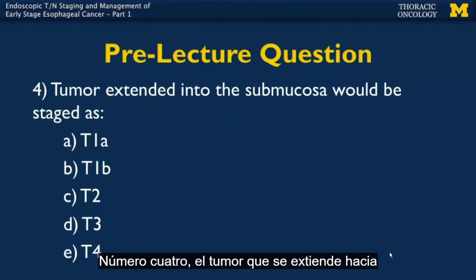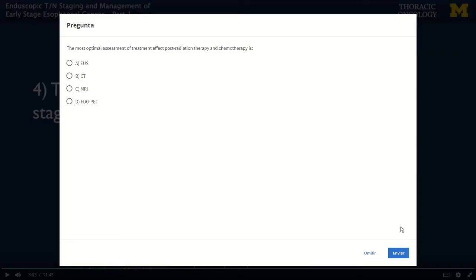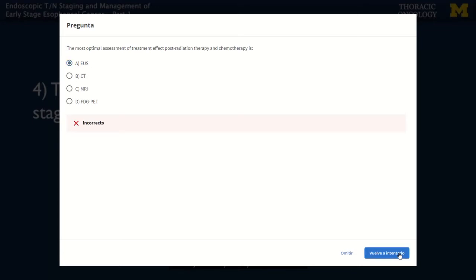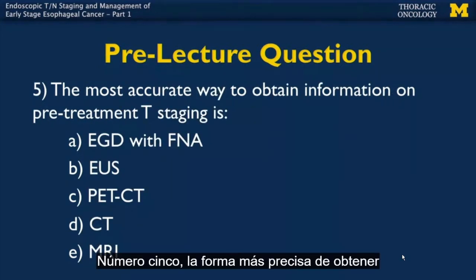Number 4, tumor extending into the submucosa would be staged as what? T1A, T1B, T2, T3, or T4.